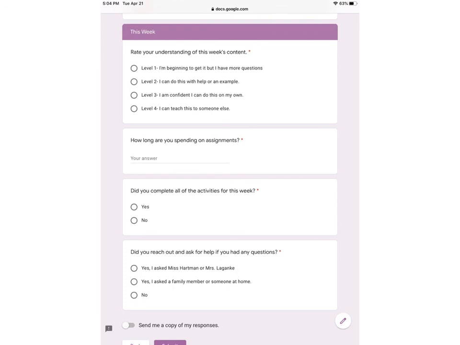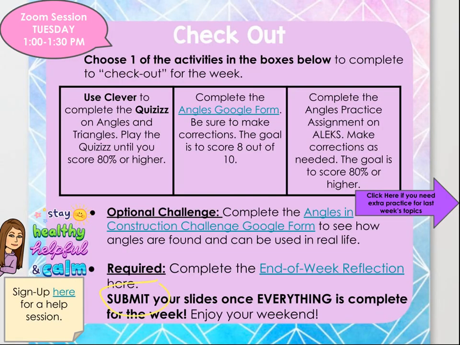So like your check-in, your check-out will look similar to that. You're going to rate your level of understanding and tell us how long this took you to do. We don't want to overwhelm anyone. Did you get everything done? Like all the required things? Did you need help or ask for help? Because we are here. We want to work with you if you need us. Then finally, submit your slides. Many people have not submitted them. So please make sure you submit them.